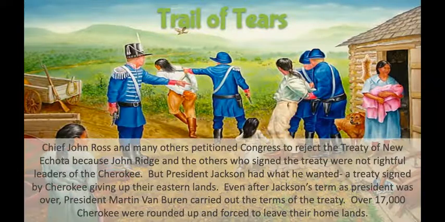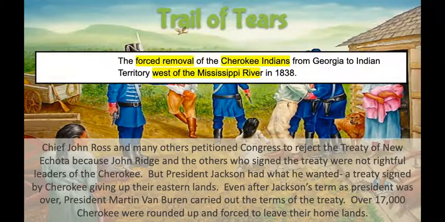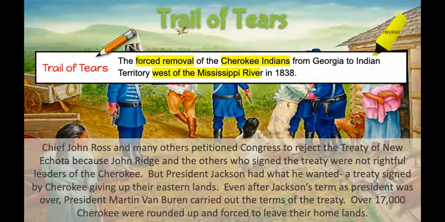Chief John Ross and many others petitioned Congress to reject the Treaty of New Echota because John Ridge and the others who signed the treaty were not leaders of the Cherokee. But President Jackson had what he wanted: a treaty signed by Cherokee giving up their eastern lands. Even after Jackson's term as president was over, President Martin Van Buren carried out the terms of the treaty. Over 17,000 Cherokee were rounded up and forced to leave their homelands.